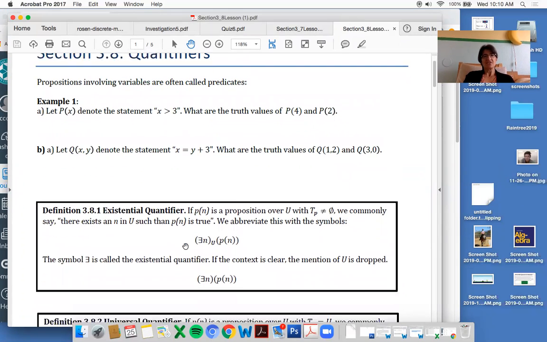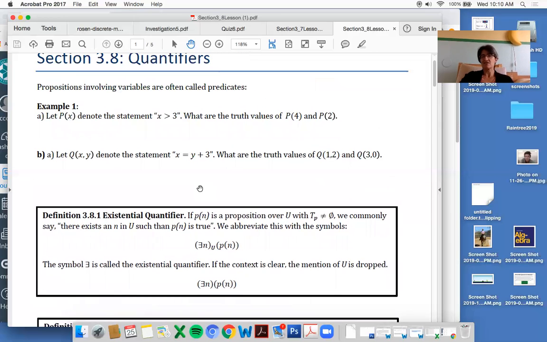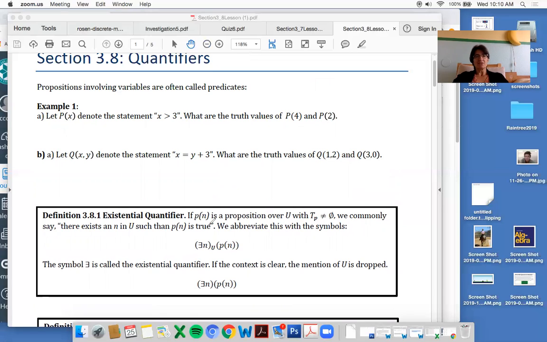We're looking at the existential and the universal quantifiers. This is a way for us to look at predicates, the propositions that have variables in them, over the universe. The existential quantifier is basically a generalized disjunction. So this says there exists n in the universe for which P(n) is true. So this is like a disjunction.